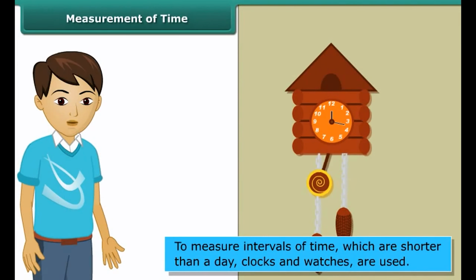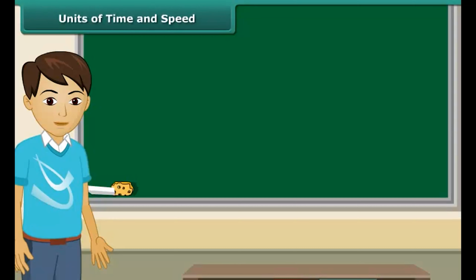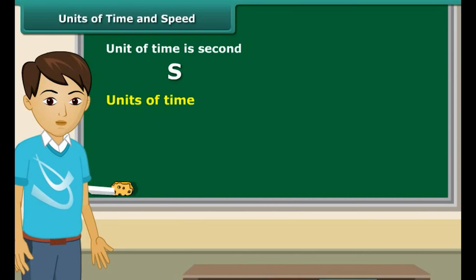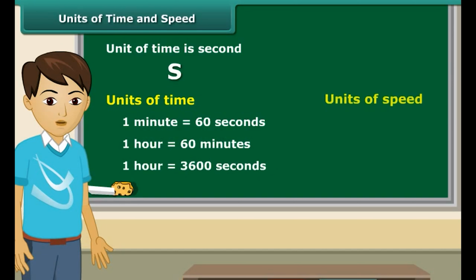To measure intervals of time, which are shorter than a day, we use clocks and watches. The basic unit of time is second. Its symbol is s. Larger units of time are minutes and hours. 1 minute is equal to 60 seconds and 60 minutes are equal to 1 hour. The basic unit of speed is meter per second. We can also express it in other units such as meter per minute and kilometer per hour. We write the symbols of all units in singular.